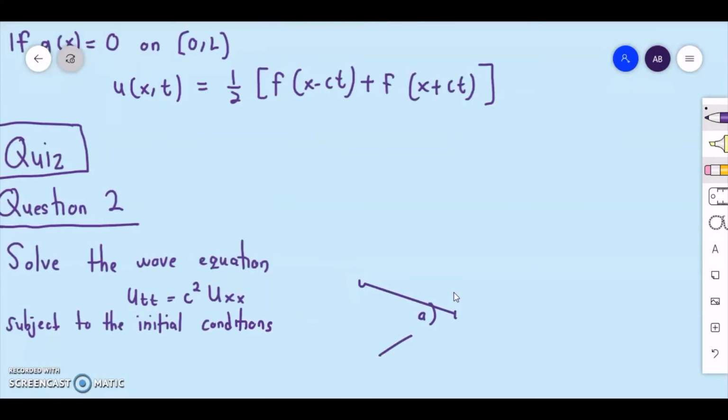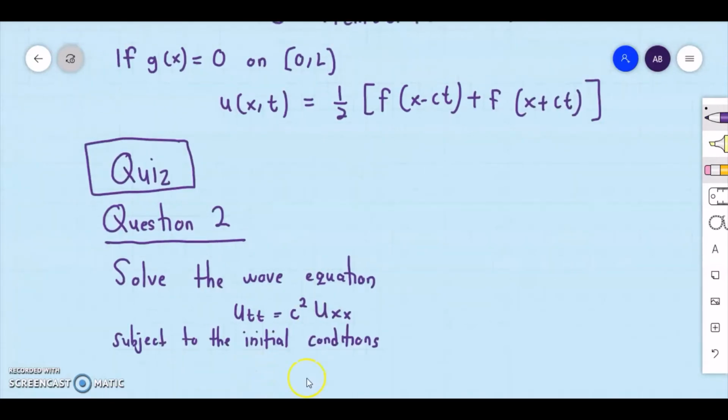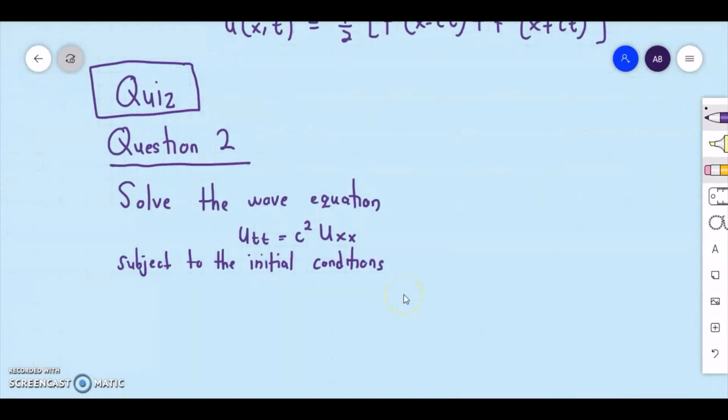Oops, what happened? Okay, there you go, that's better.